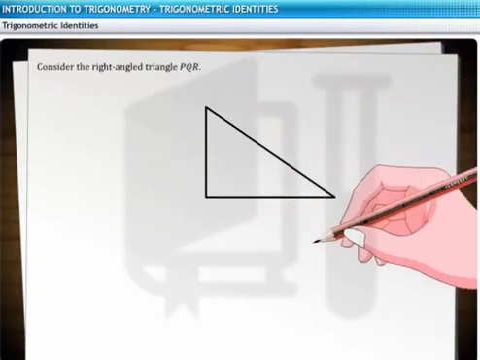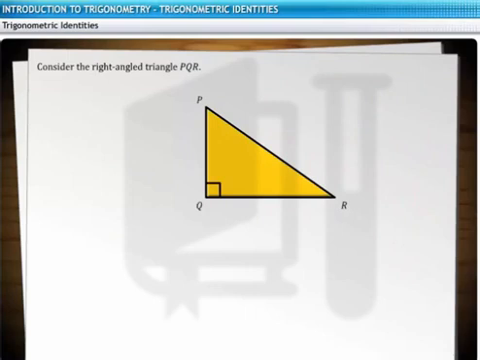Consider the right-angled triangle PQR. By Pythagoras' theorem, we know that in the right-angled triangle PQR, the sum of the squares of the sides PQ and QR is equal to the square of the hypotenuse PR.